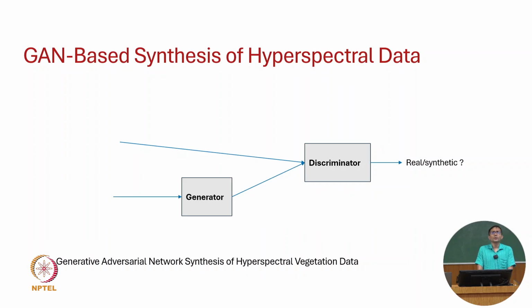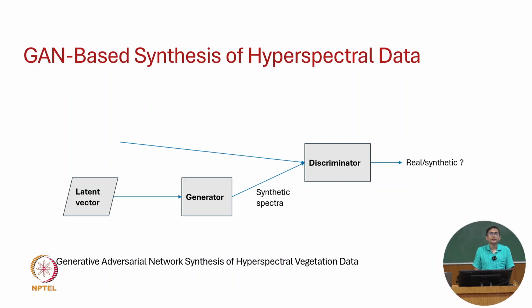Think of this. How would you go about synthesizing hyperspectral data using GAN? As we have discussed already, you'd have one generator, one discriminator, and the discriminator would try to discriminate whether this is real data or synthetic data, right? However, what all would be the inputs to this? Let us think a bit about this.